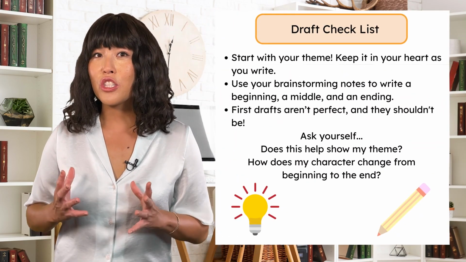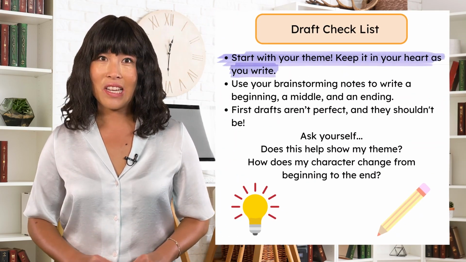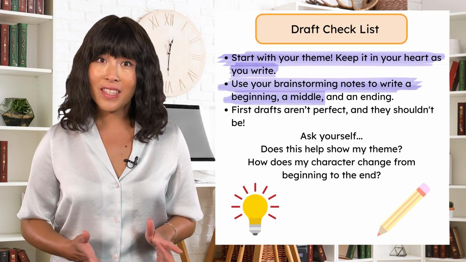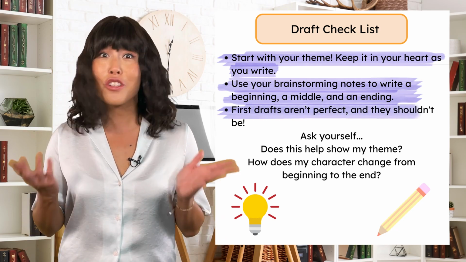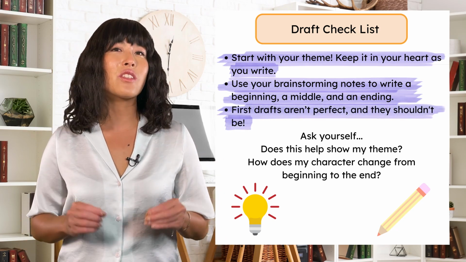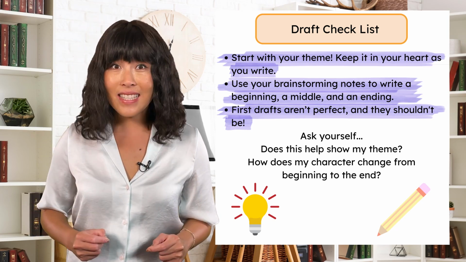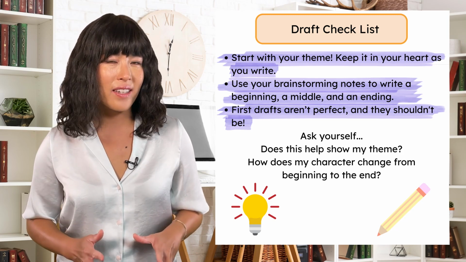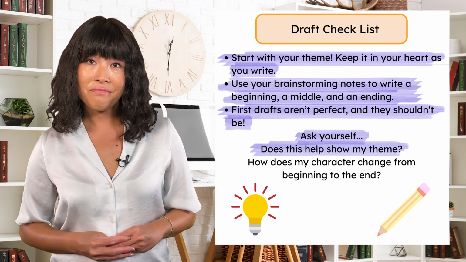When writing your draft, remember these things. Start with your theme. Keep it in your heart as you write. Use your brainstorming notes to write a beginning, a middle, and an ending. First drafts aren't perfect, and they shouldn't be. What's important is starting to figure out how your story will progress and practicing how to make the theme shine through. As you write, keep asking yourself, does this help show my theme?